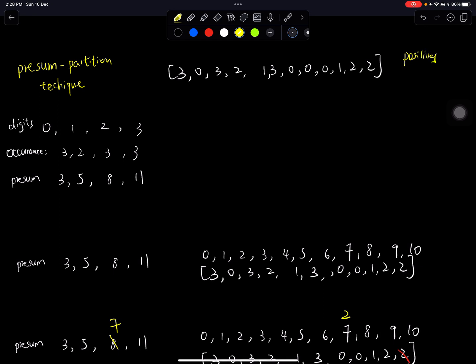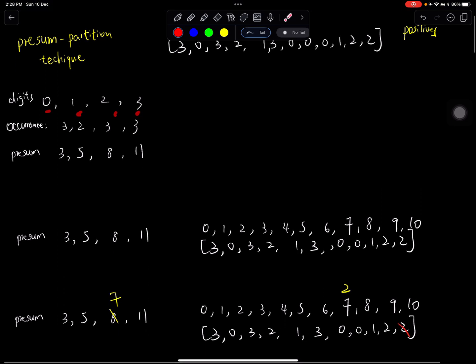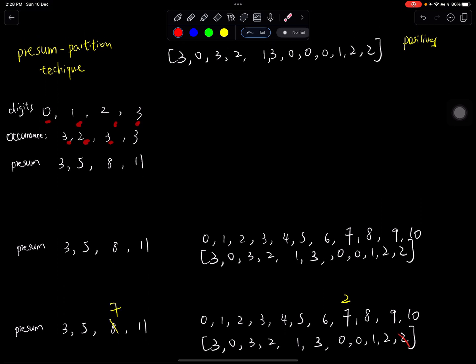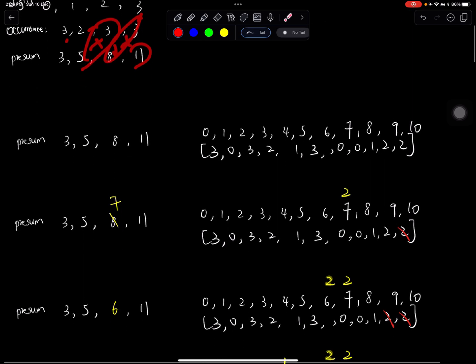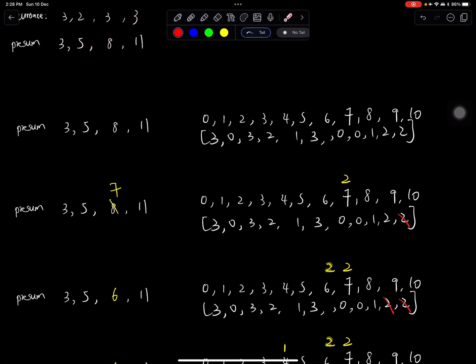But later, if we encounter negative numbers, how can we offset it? Given the integers here, 1, 2, 3, 0, 1, 2, 3, the occurrences are 3, 2, 3, 3, so 3, 5, 8, 11. The prefix sum of it is 3, 3 plus 2 equals 5, plus 3 is 8, then 11. This is a prefix sum.